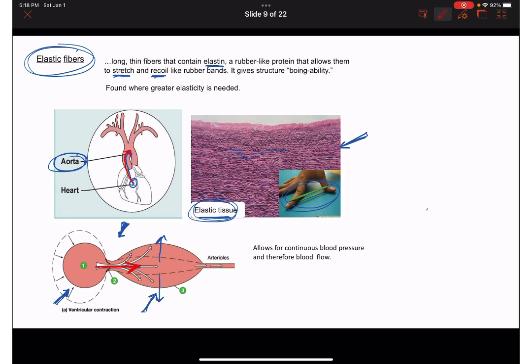Just as importantly, when the ventricles relax and they stop shooting blood out through the aorta, this elastic tissue is going to allow the aorta to recoil.